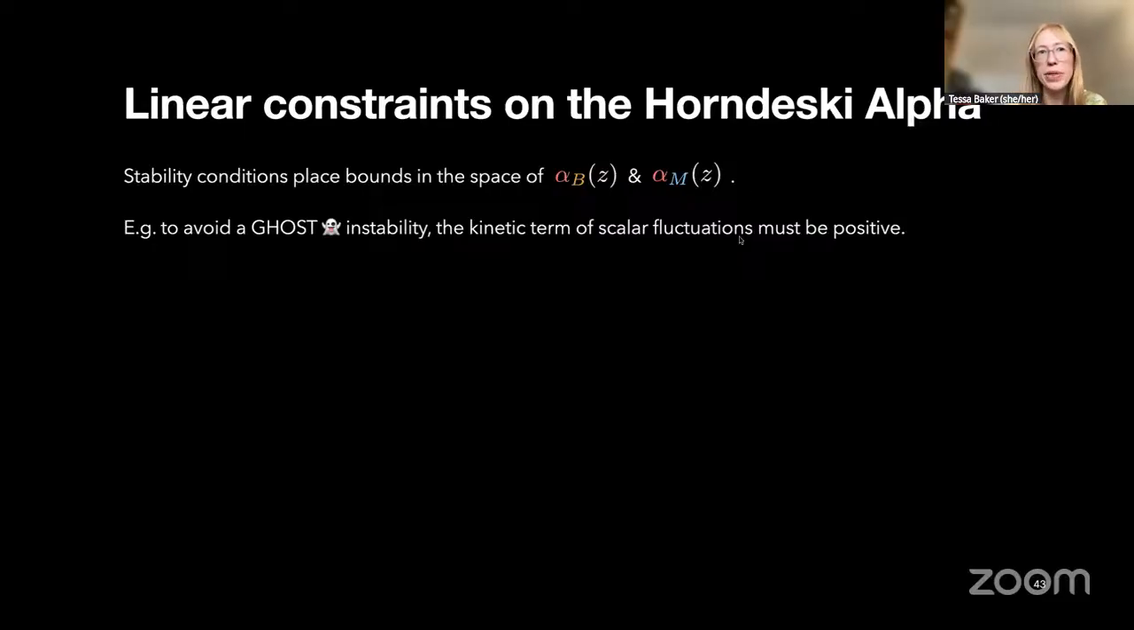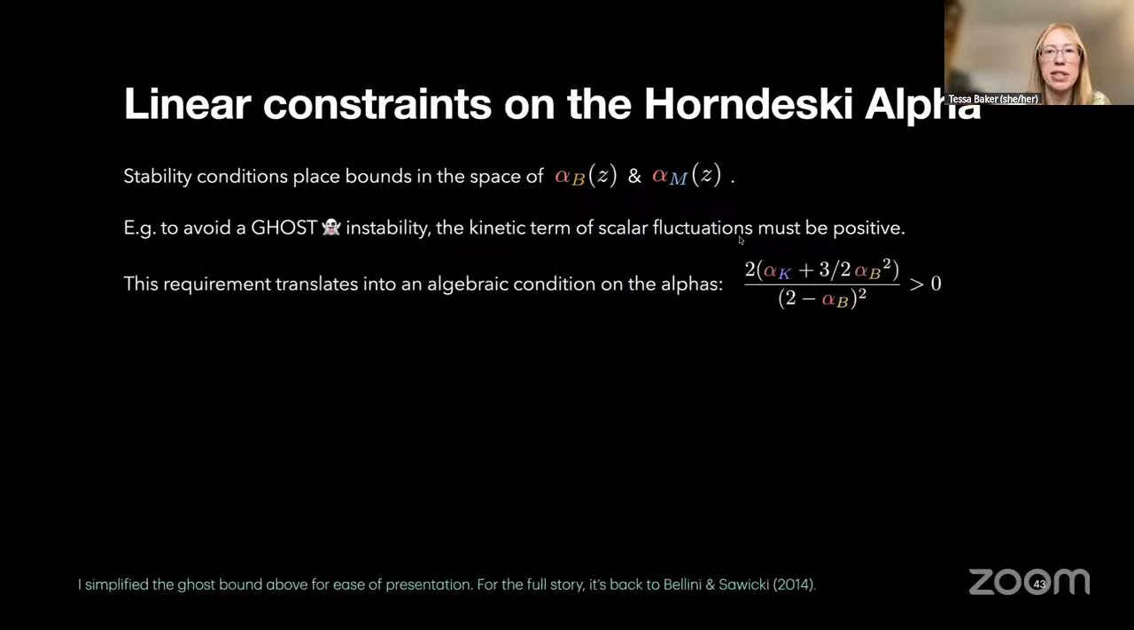So to avoid that, you can work out how to ensure that the kinetic term of perturbations is always positive in Horndeski gravity, and it translates into a condition on those alpha parameters. I've written down a slightly simplified version of it here because I didn't want to introduce lots more notation, but it's something like this. It's some algebraic combination of the alphas that has to be positive.